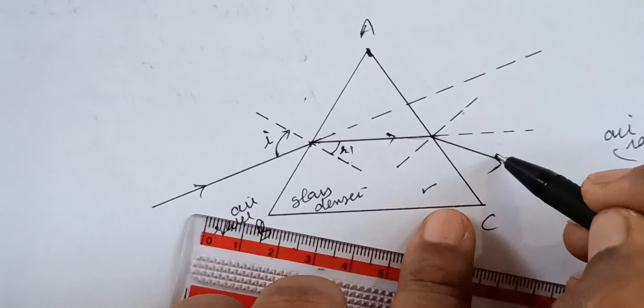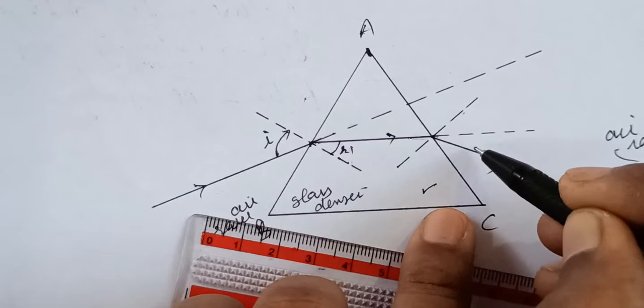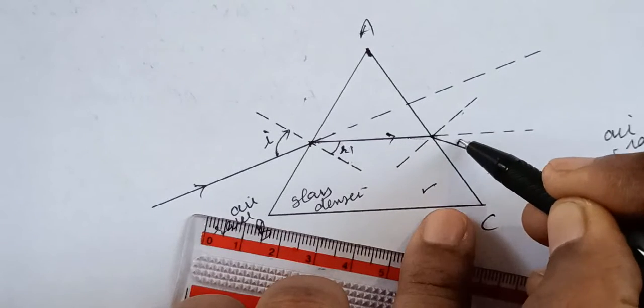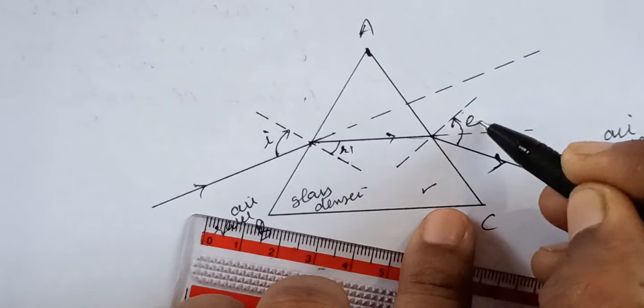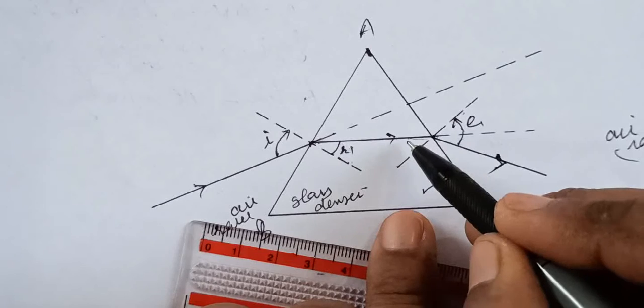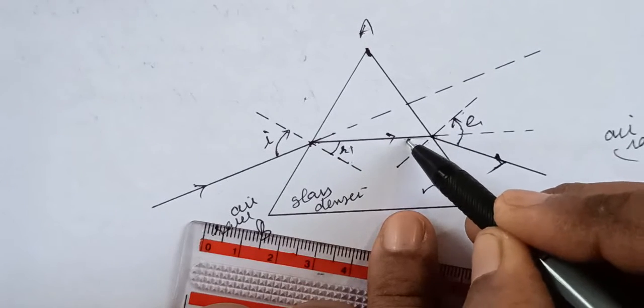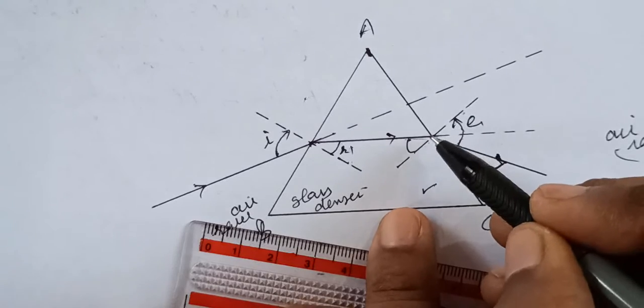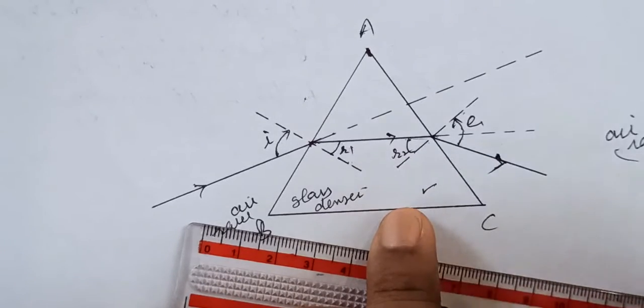So this ray is the emergent ray, and the angle which the emergent ray makes with the normal is called the angle of emergence. Angle of emergence. And the angle which the refracted ray makes with the normal, although this is actually the angle of incidence for the second interface, is written as R2 in your book.